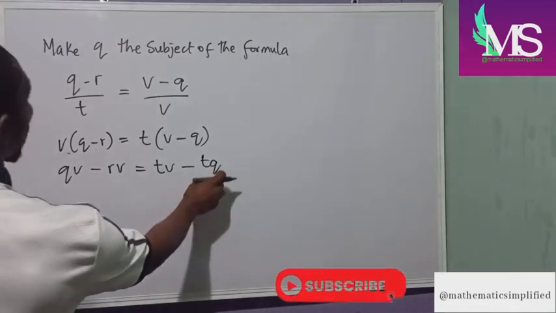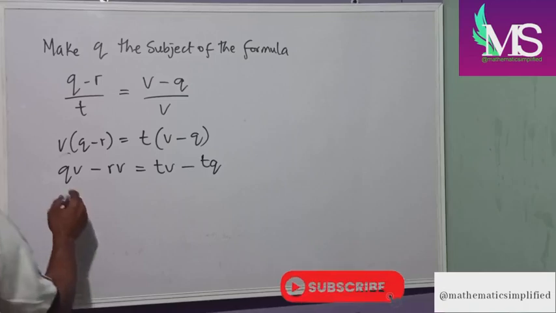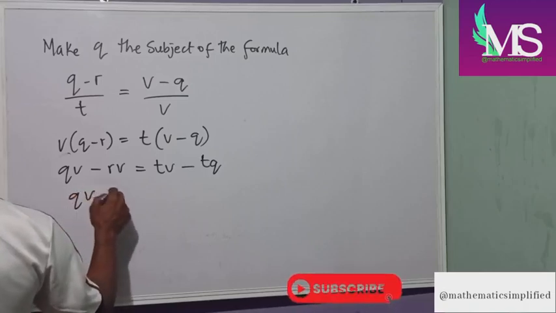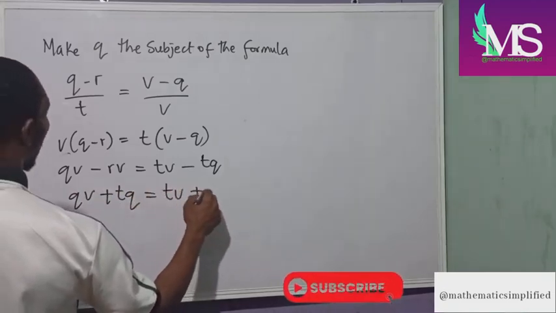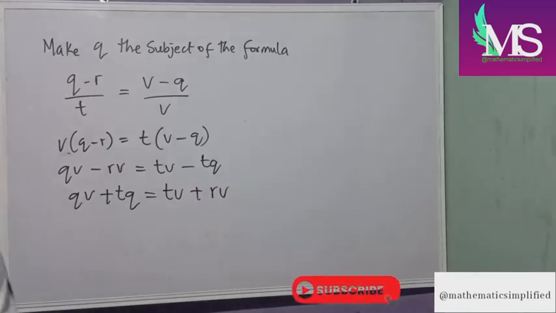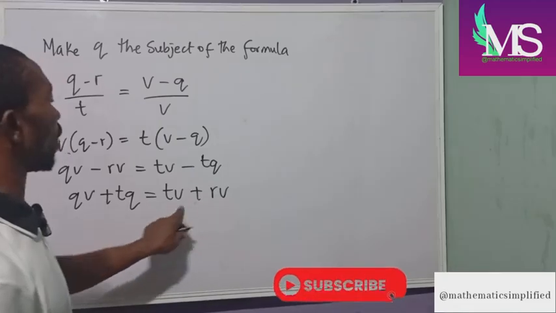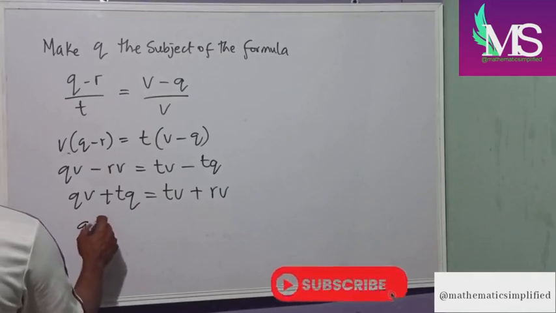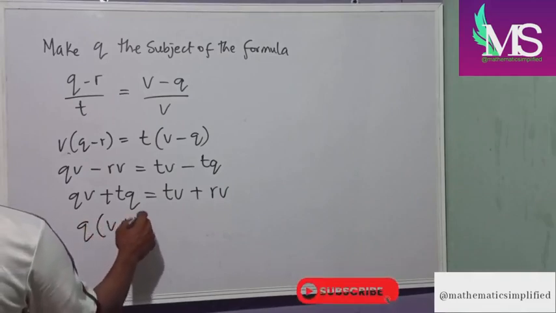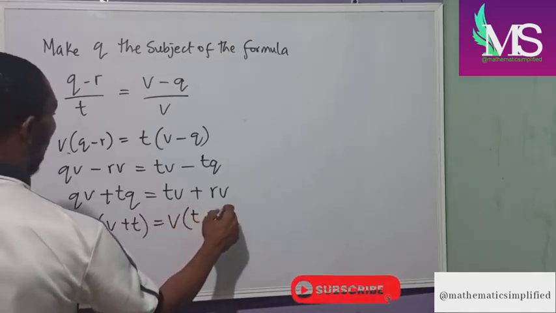Now from here, we will collect like terms, collecting our TQ and QV together. This becomes QV plus TQ equals TV plus RV. Alright, now from here we can factorize. Since we have Q on one side, we can bring it out. Since we have V on the other side, we can bring it out. So this becomes Q bracket V plus T, and this becomes V bracket T plus R.